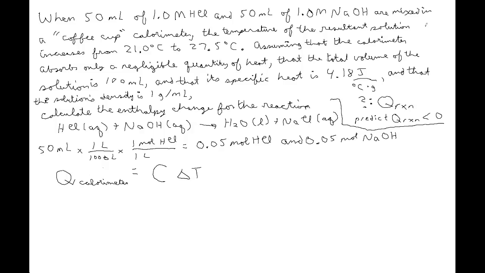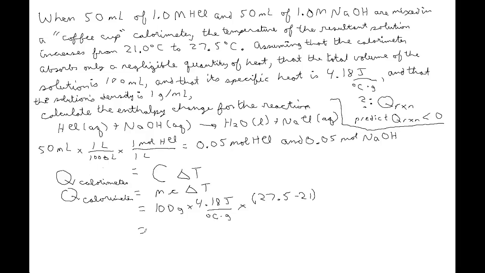Q is equal to m lowercase c delta T. So Q is equal to 100 grams times 4.18 times the change in temperature, which is 6.5. And that is equal to 4.18 times 6.5 times 100, which is 2,717 joules.